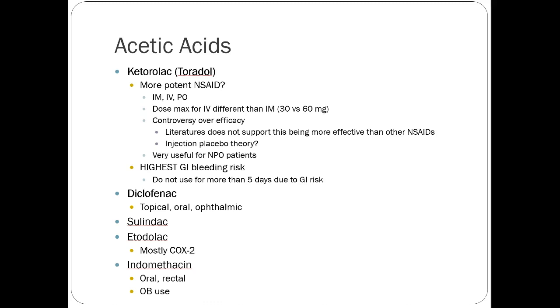There's also some applications. It's first line for gout, and that'll be in the rheumatology lecture next week. And that's just because that's where it was studied, they studied gout patients with indomethacin. It's not like other NSAIDs aren't effective, but indomethacin happened to be studied. So that's what's still used as sort of a first line, even though you could use ibuprofen or naproxen without issue.